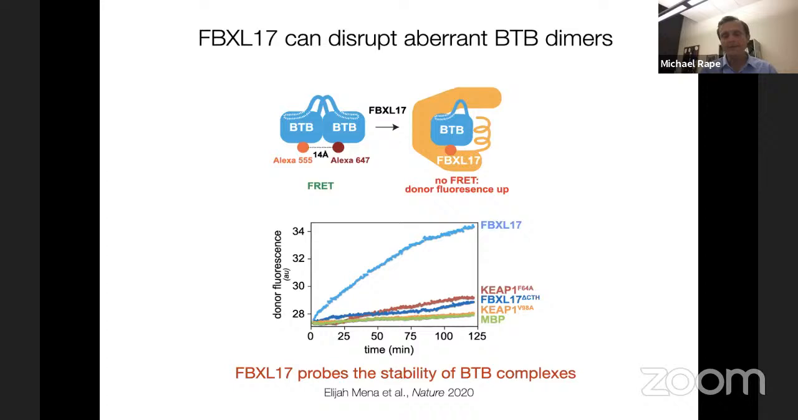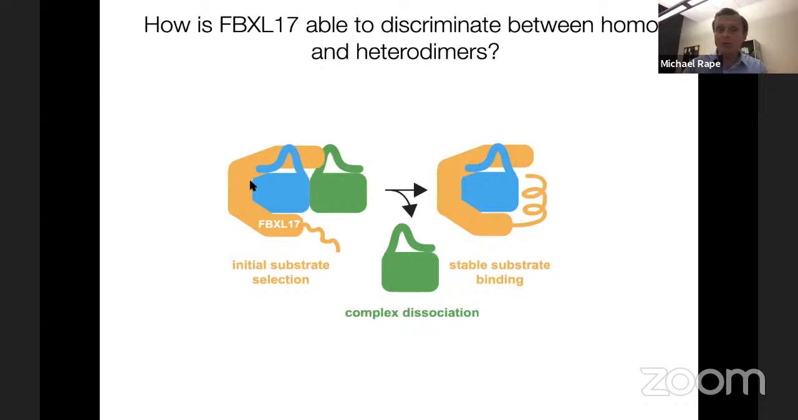And so, of course, there was a second aspect for specificity in that, in addition to shape, it also checks the stability, whether it can actually disrupt those complexes. But that wasn't enough for us to understand how it can distinguish between a homodimer, which it should bind but not dismantle, and a heterodimer, which it should bind and dismantle. So there had to be some sequence element, some structural element that actually allows FBXL17 to make this distinction.